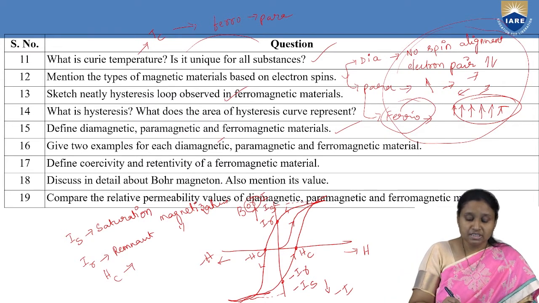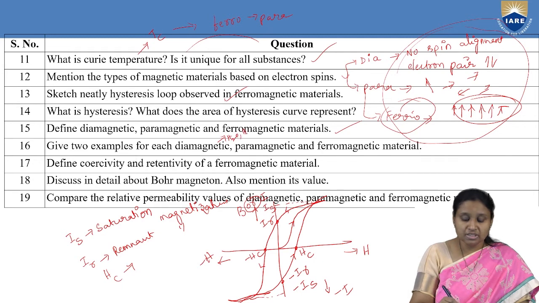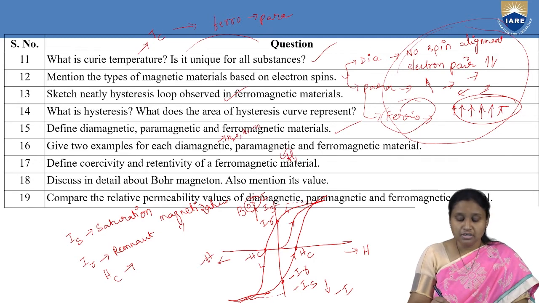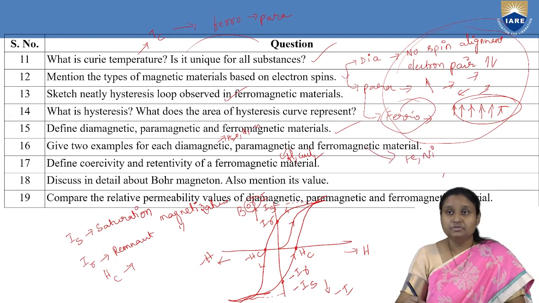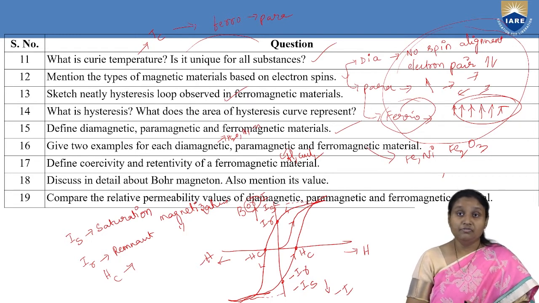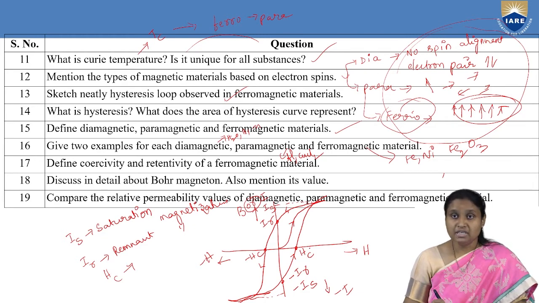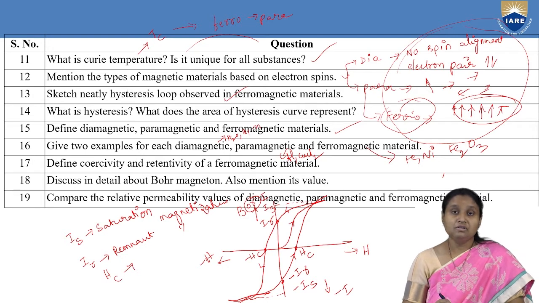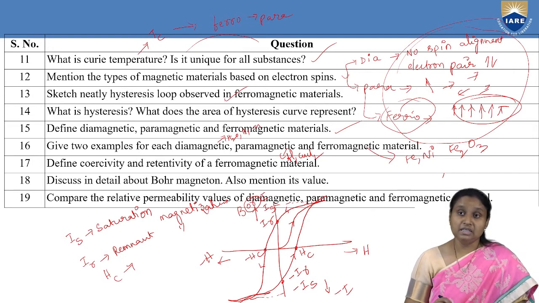And coming to examples, for diamagnets we can take water, bismuth and zinc. Here we have aluminium and copper chloride. And coming to ferro, we have iron, nickel, and of course ferrous oxide. So these are some of the examples of dia, para and ferromagnetic materials. And define coercivity and retentivity of a ferromagnetic material. So what is coercivity? Hc is coercivity. It is the field required to bring remnant magnetization to zero. Whereas retentivity, which is also called remnant magnetization, is the value of magnetization retained by a ferromagnet even when the magnetic field is reduced back to zero.